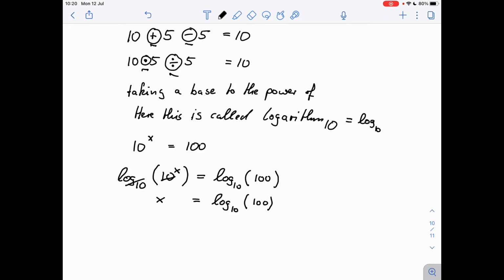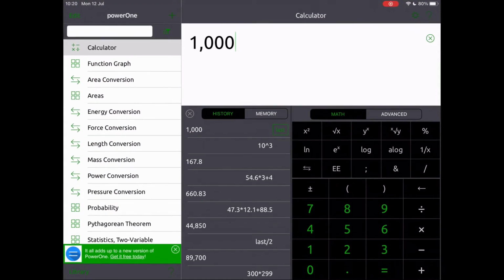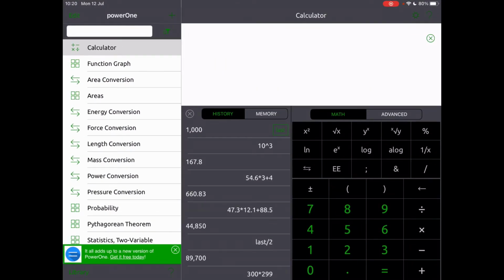And we can now just try to do that with our calculator. So let's head over to our calculator. Here it is, our calculator. So what we need to do is log 10, and we've got a key for that.